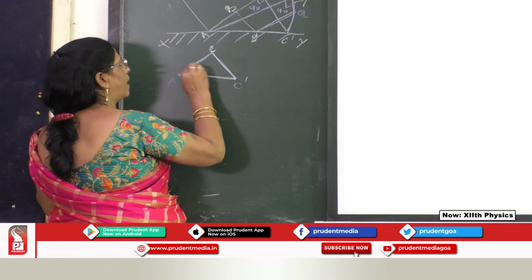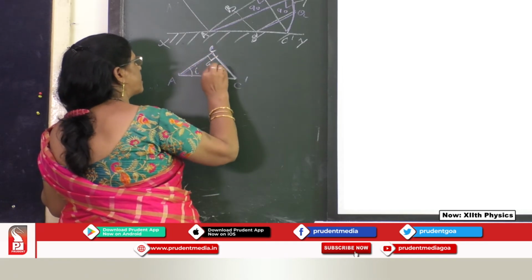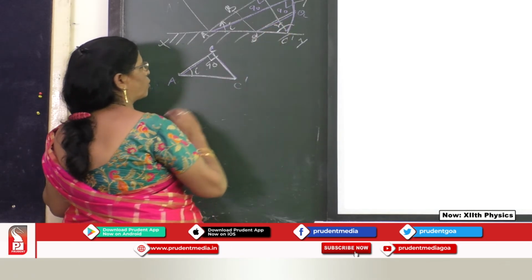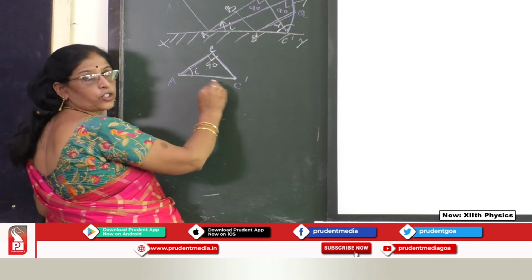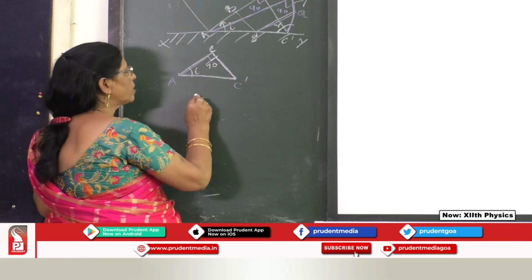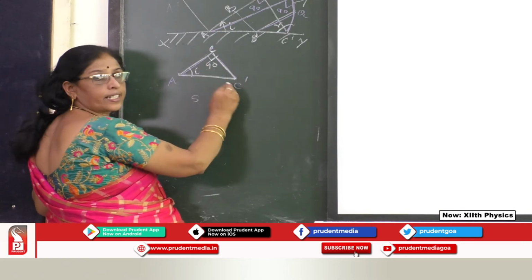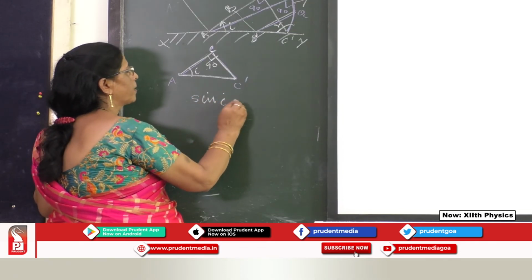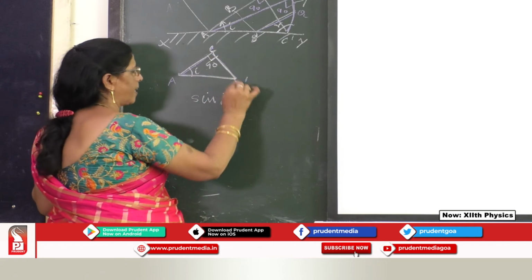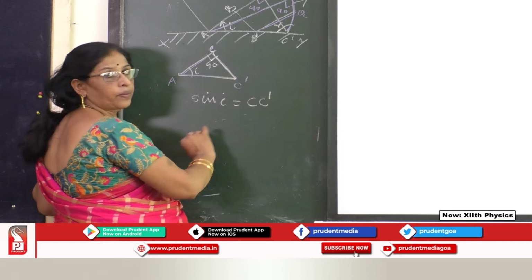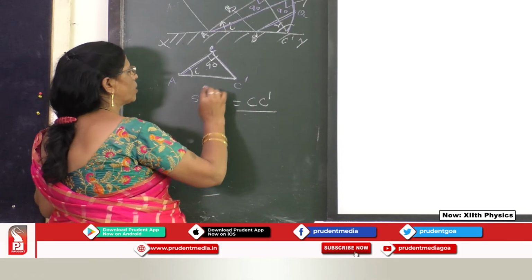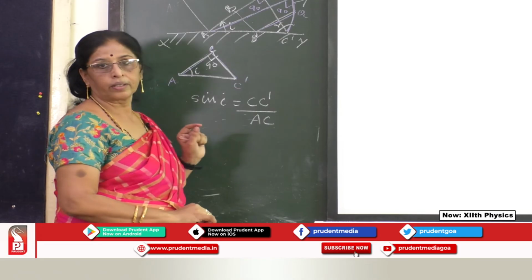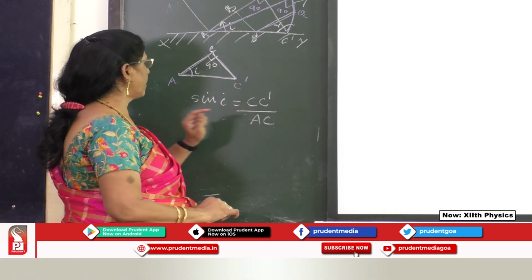This angle is I, this angle is 90 because this is the angle of incidence. This is the angle of reflection. Now, when you consider the triangle ACC dash, this is 90 degrees. AC dash is the hypotenuse. What is the value of sine I? Equal to the opposite side, which is CC dash, upon the adjacent side AC. Okay, CC dash upon AC.